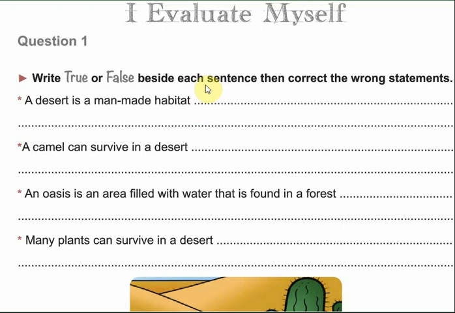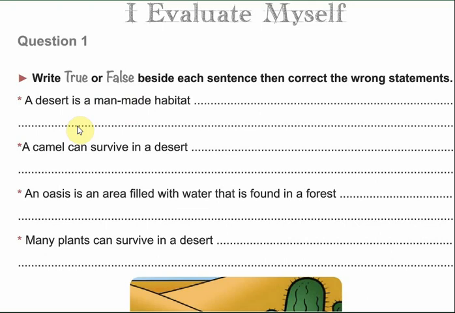Of course it's false, so we write false here on this line. And then we correct it on this line. We copy the whole sentence while correcting the wrong word. We write here: a desert is a, and instead of man-made, we write natural habitat. So we write false on the first line, and on the second line we write the whole sentence with the wrong word corrected.